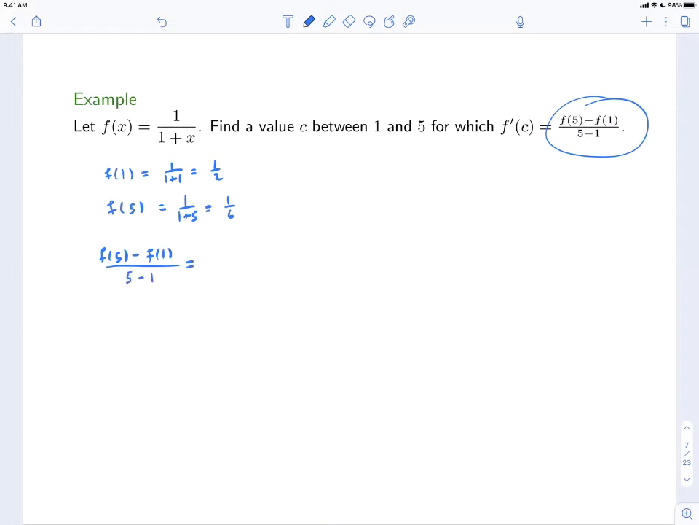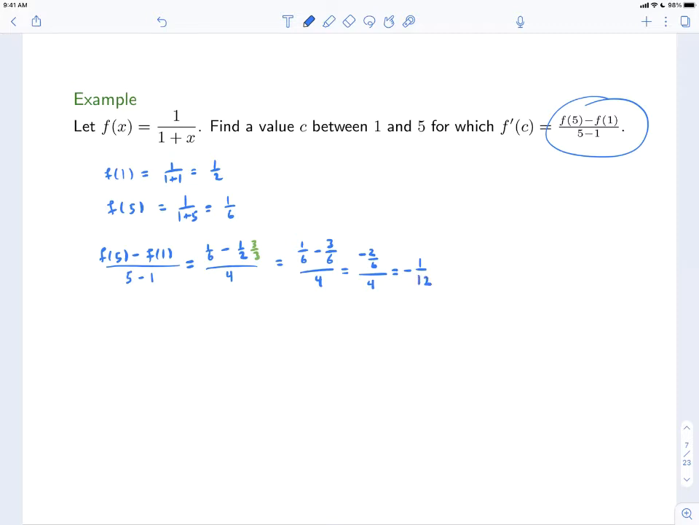And so that will be f of 5, which is 1 over 6, minus f of 1, which is 1/2, divided by 5 minus 1, which is 4. So we want to give these a common denominator. So we just multiply 1/2 by 3 over 3. And that will give us 1 over 6 minus 3 over 6, divided by 4, which is equal to minus 2 over 6, quantity divided by 4. And if you reduce that, you'll end up with minus 1 over 12.